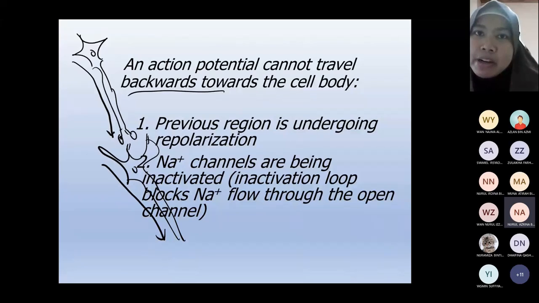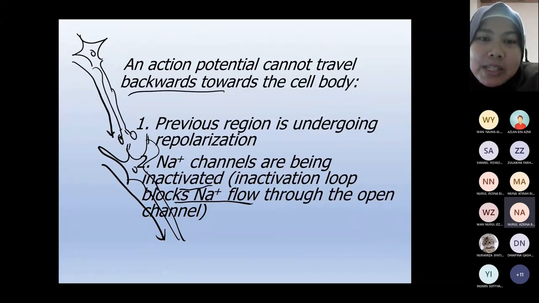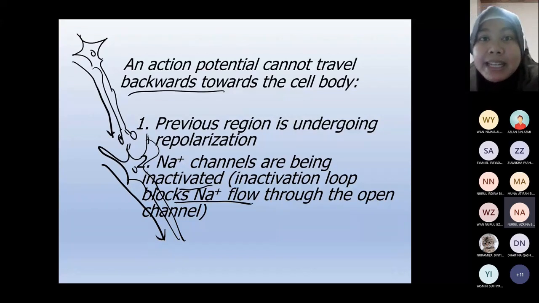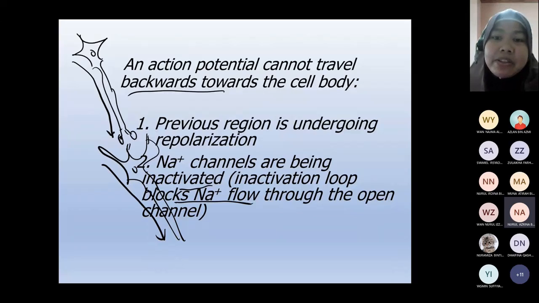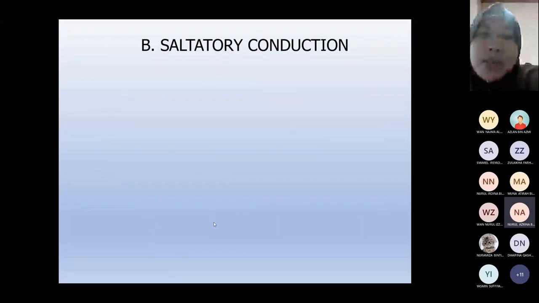So remember what happens during repolarization? Sodium ion channels will be inactivated, right? So it blocks the flow of sodium ion through the channel. That is why impulse only travels in one direction. Because the previous region is undergoing repolarization, the sodium ion channel is inactivated, or we call it the inactivation loop, which blocks sodium ion flow through the open channel. All right, so we are finished with continuous conduction for impulse transmission along unmyelinated axon or unmyelinated neuron.